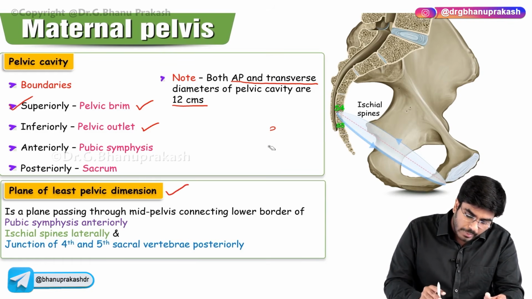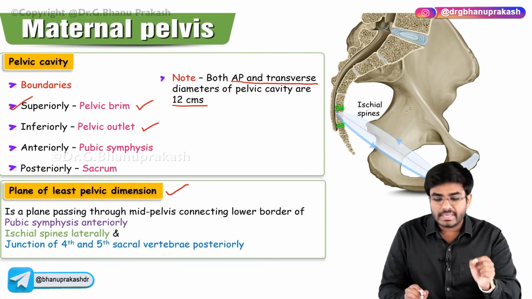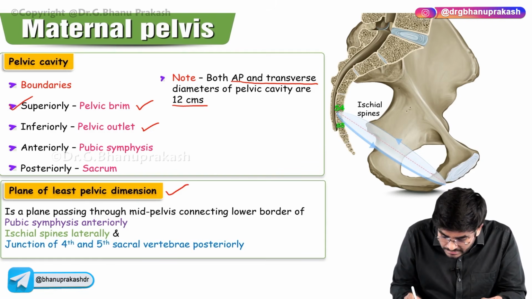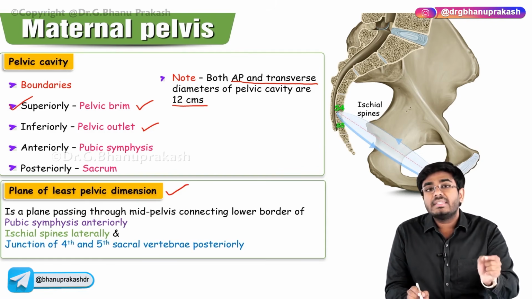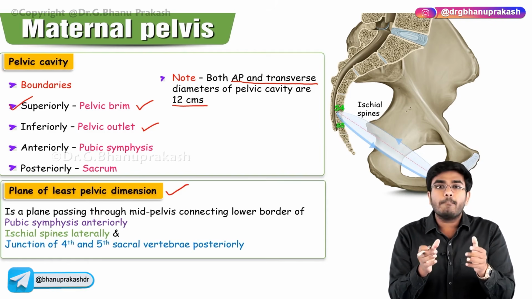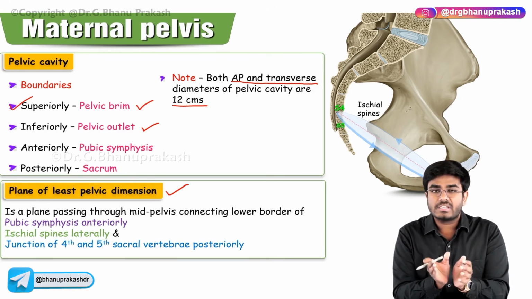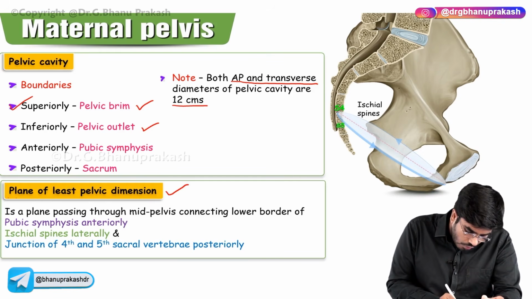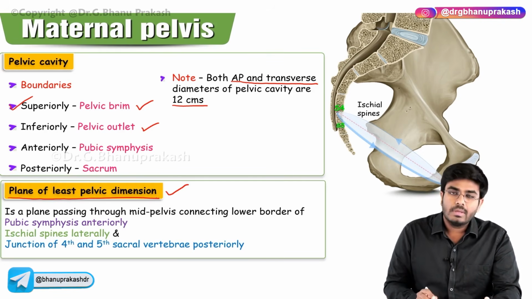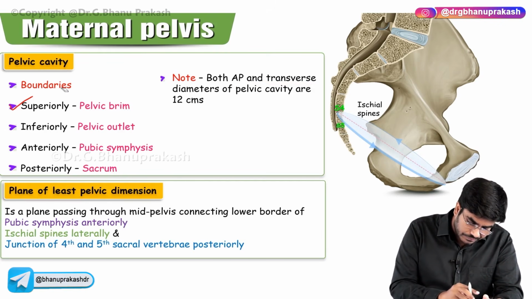I'm going to take a plane at the level of the ischial spines. So please concentrate. In the pelvic cavity, there is an area where the ischial spines are protruding into the cavity, making the pelvic dimensions very much lesser. That's the least, so it is known as the plane of least pelvic dimension. What is the importance, guys? First of all, let's see where exactly it lies.